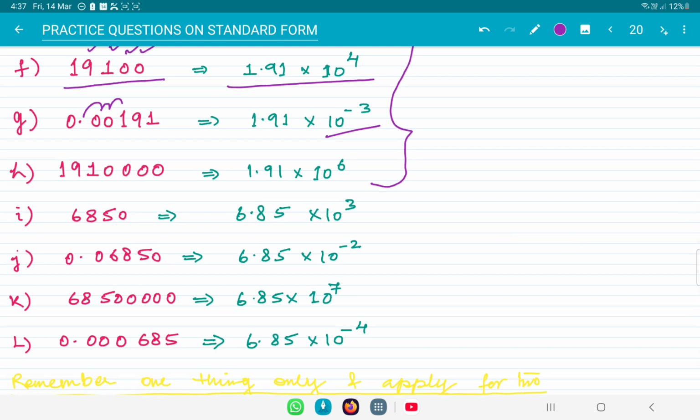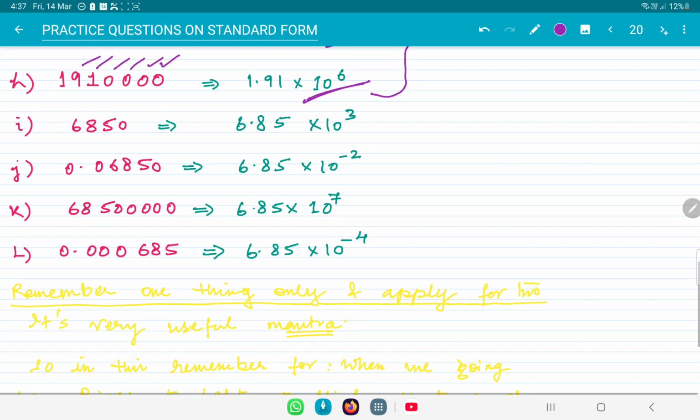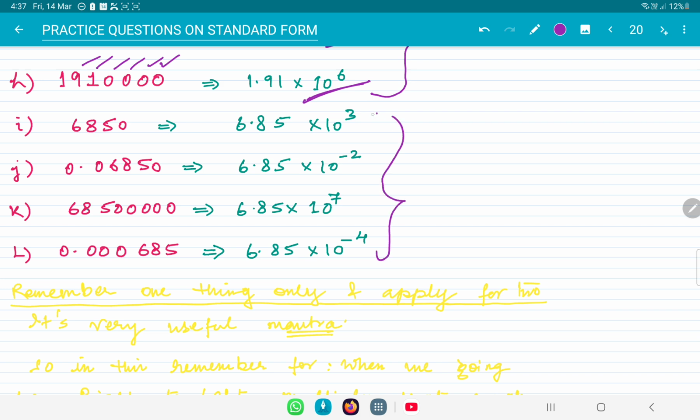Next, the same question but in a different way: 1910000. How many places will our decimal shift? 1, 2, 3, 4, 5, 6, and it is going from right to left, so a positive power of 10 will come. So 1.91 into 10 raised to the power 6. Now see a different form of the same question again.